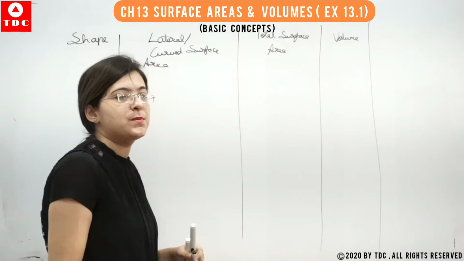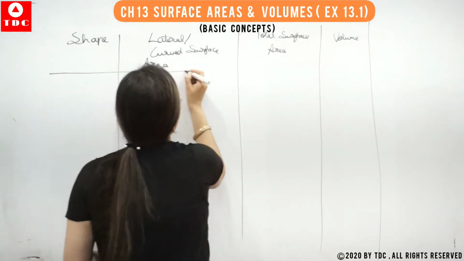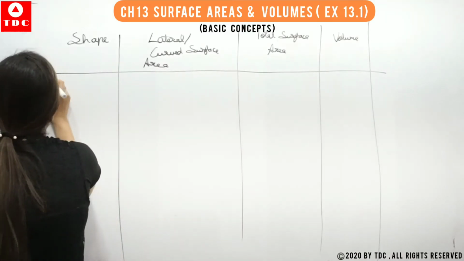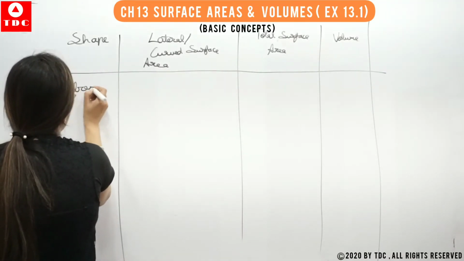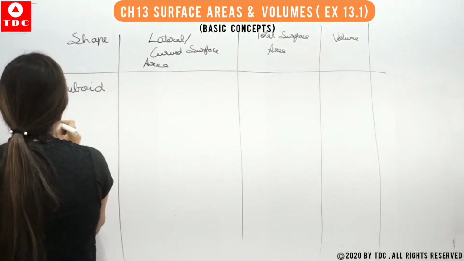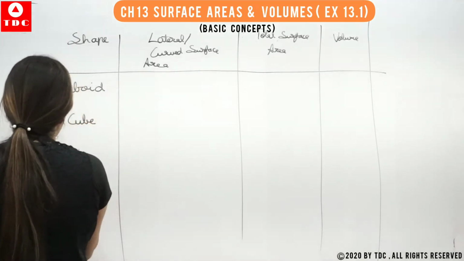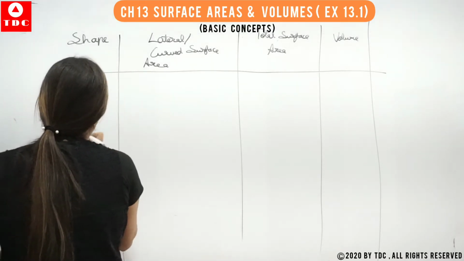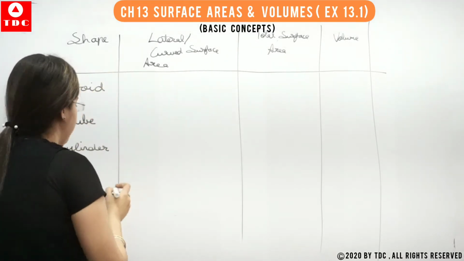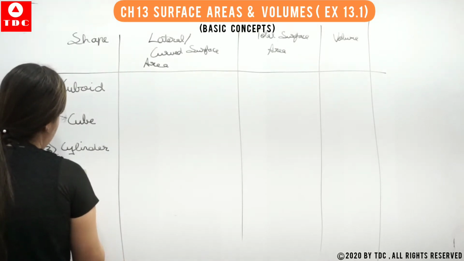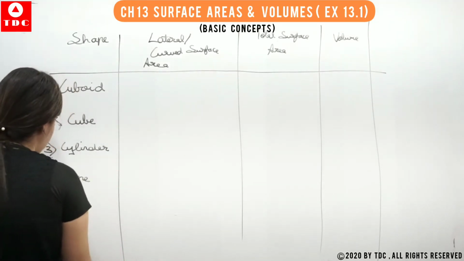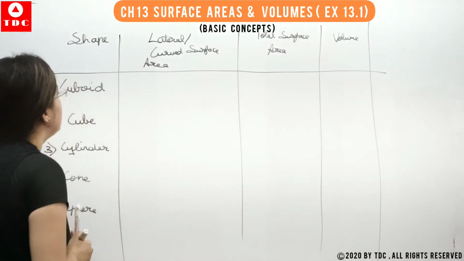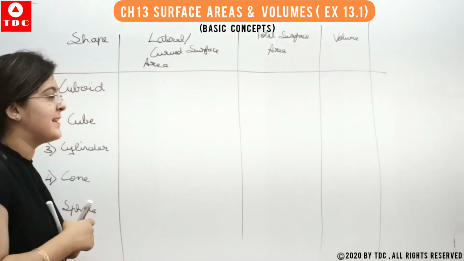And what are the shapes about which we will learn? They are cuboid, cube, cylinder, or you can say right circular cylinder, then right circular cone and sphere. These are the shapes that we will study in this chapter.